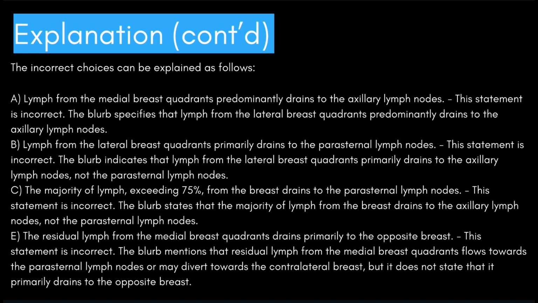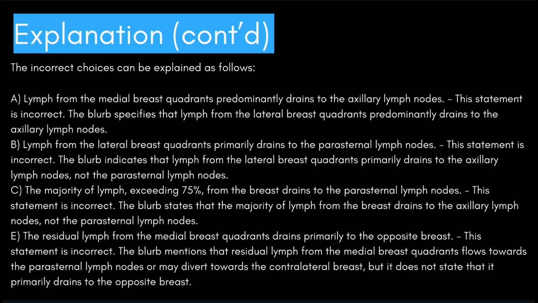Lymph from the medial breast quadrants predominantly drains to the axillary lymph node. This statement is incorrect. The blurb specifies that lymph from the lateral breast quadrants predominantly drains to the axillary lymph nodes. Lymph from the lateral breast quadrants primarily drains to the peristernal lymph nodes. This statement is incorrect. The blurb indicates that lymph from the lateral breast quadrants primarily drains to the axillary lymph nodes, not the peristernal lymph nodes.